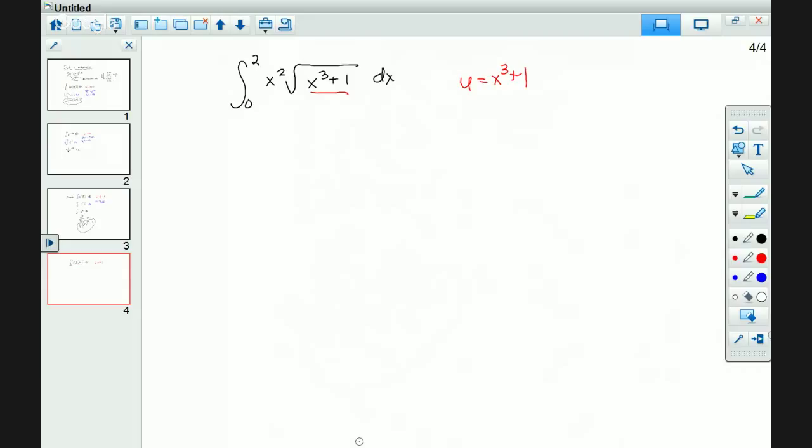What is the derivative? du equals... I think you have to divide by three. Oh, yeah, we only have an x squared and a dx, right? So we have to get rid of that 3. So 1/3. And now we match.